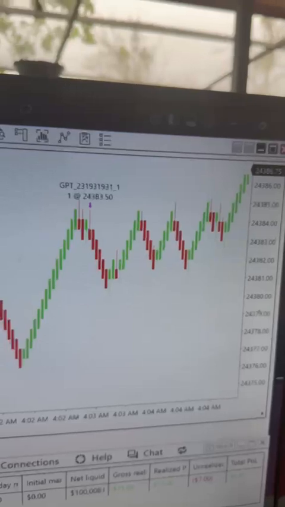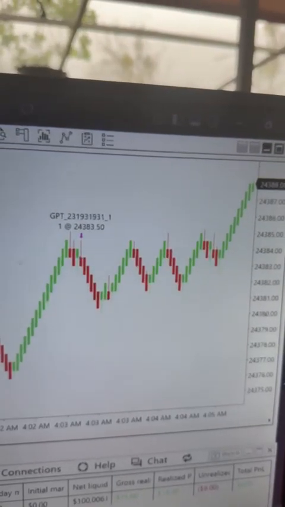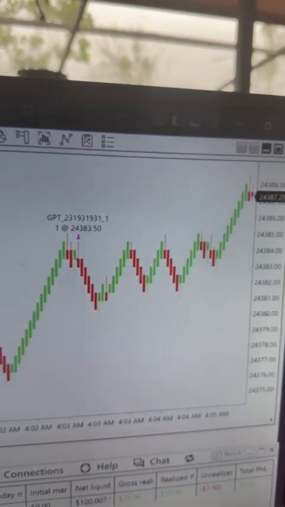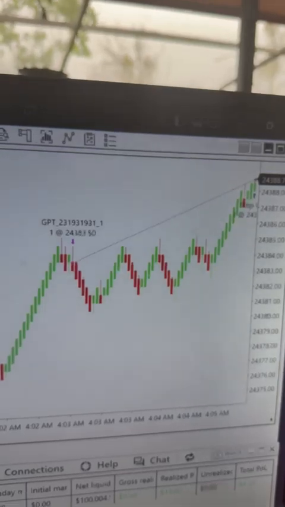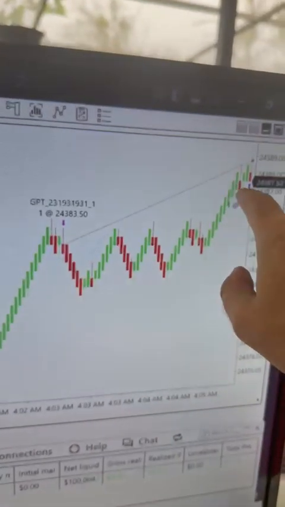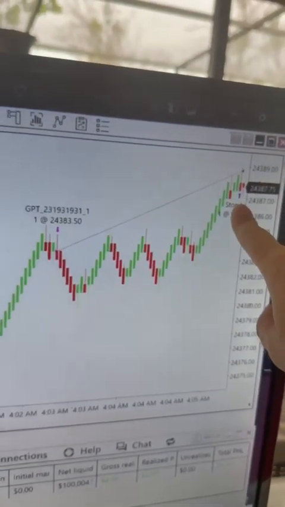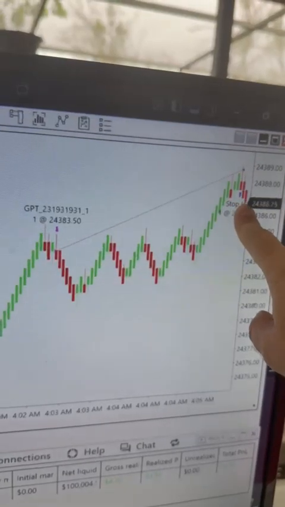Okay, it's still going against us. I think we're going to stop out. Okay, we stopped out. Stop filled. Yep, we stopped out. Let's see how it will do.